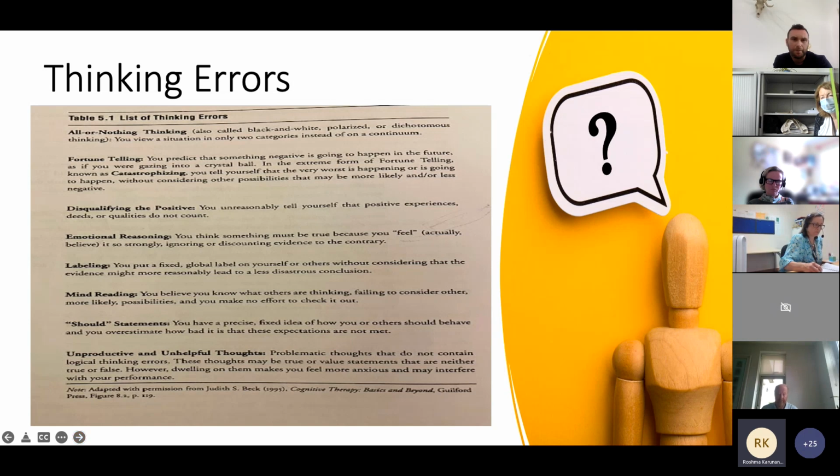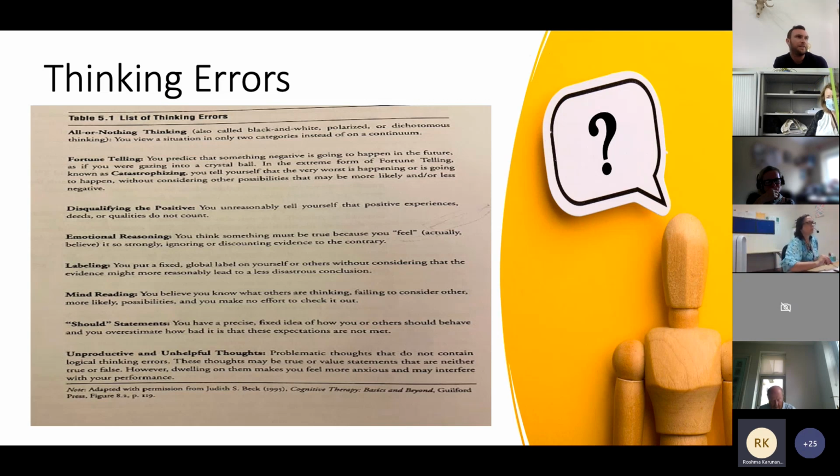Okay, so hopefully you can see this, but what I did was I have a book which is referenced at the very end of this, and it's a really useful manual, and it's very straightforward, and it's also based on research. And I've taken different pictures to show you some of the materials that we use with clients. And the first thing is thinking errors.